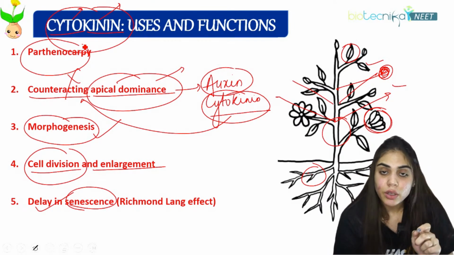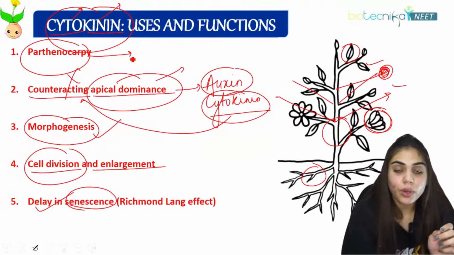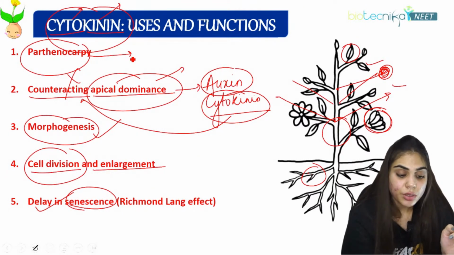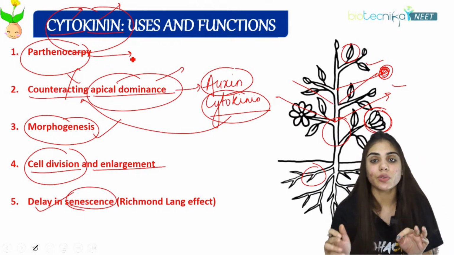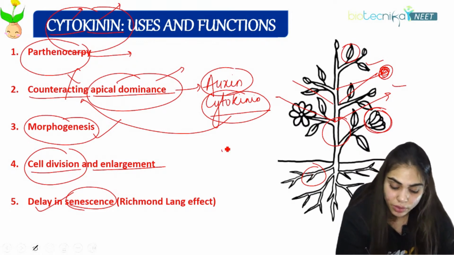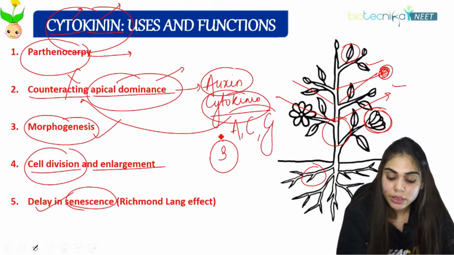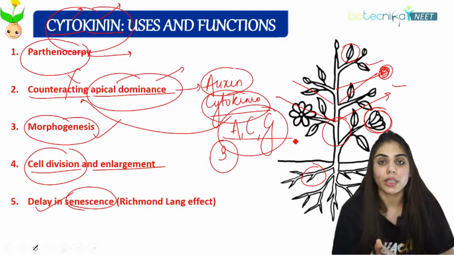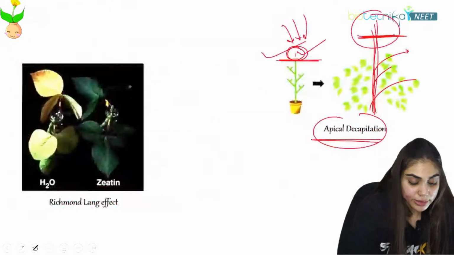So gibberellin, auxin, as well as cytokinin, they all are playing a role in parthenocarpy. So for parthenocarpy, if you are getting 4 options and options 1, 2, and 3 are correct, then all 3 options are correct, because auxin, cytokinin, and gibberellin all play a role in promoting parthenocarpy in plants.